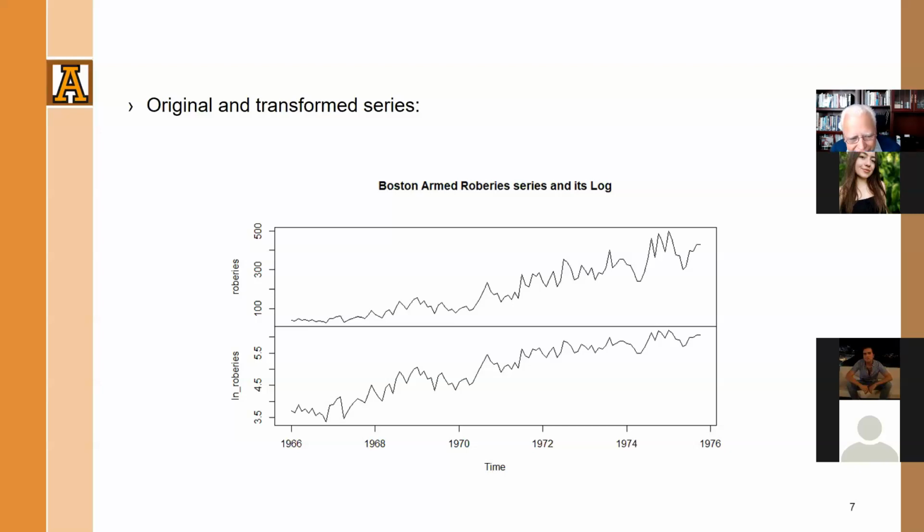Taking the logarithm of the series makes sense, because when we take the difference of the logarithms, we're looking essentially at the increases or decreases in robberies from one period to the next. We're looking at the rate of increase or decrease of the robberies. So if the lambda is close to 0, we choose the logarithm, because it's also easier to explain.